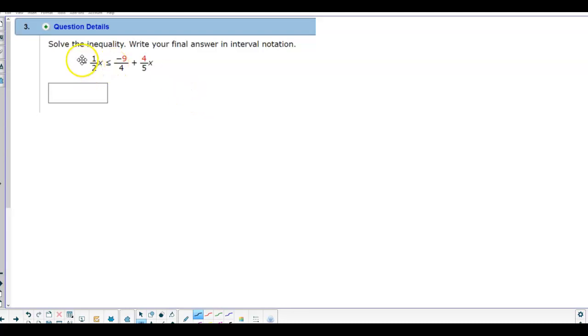Question number 3. We want to solve the inequality and then write the final answer in interval notation. So here we have the inequality, negative 1/2 x, which is less than or equal to negative 9/4 plus 4/5 x.